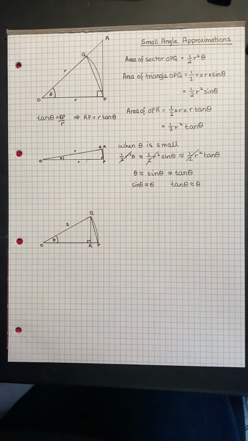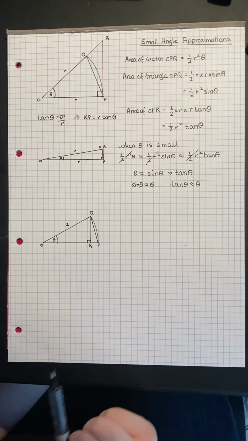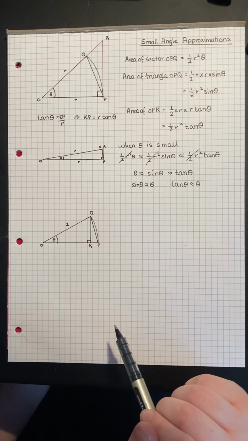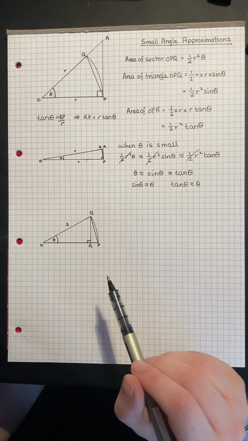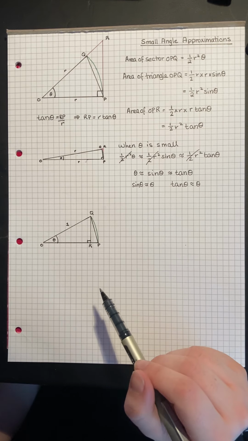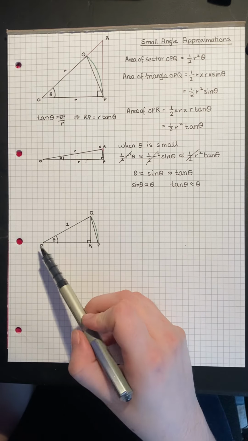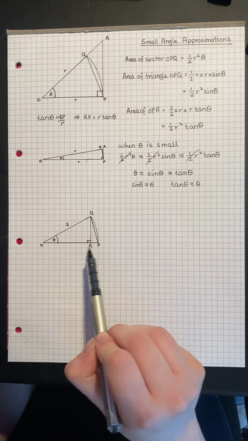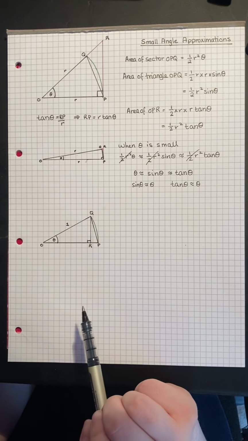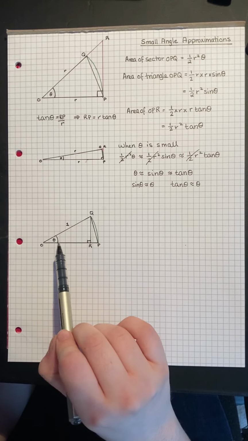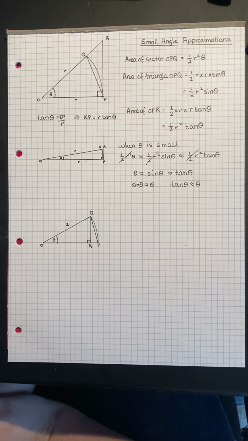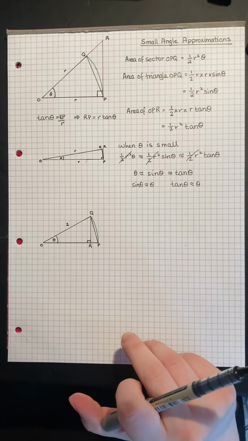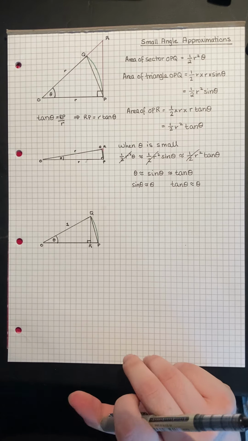So to do that one, let's look at this diagram that I've got below. This one starts with a sector of the unit circle. Unit circle just means a circle with a radius of 1. So this OPQ here is a sector of a circle of radius 1, and the angle there is theta. So we need to start thinking, what other lengths can we work out here?